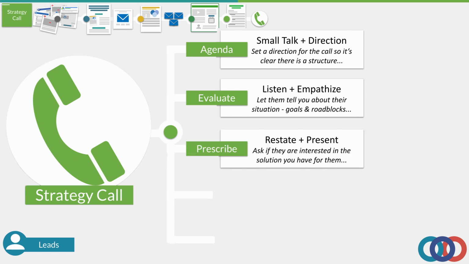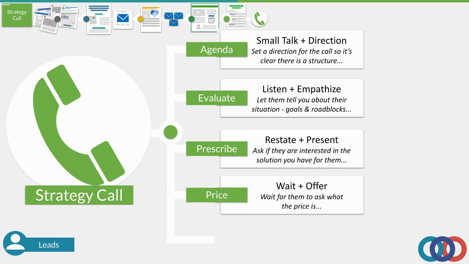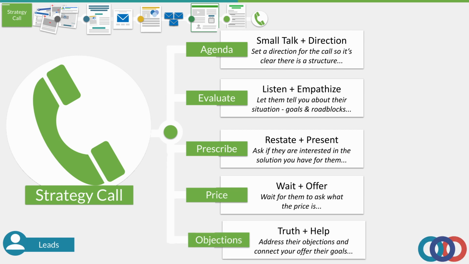Then prescribe a solution to their problem by offering your service and asking whether or not they're interested in your offer. As for the price, you shouldn't bring it up until the prospect asks you about it. Then address their objections. Make it clear that you understand their objections, validate their objections, and clearly show and demonstrate how they can be successful in spite of them. It's not about telling them that they're wrong. It's just about letting them know the truth without being pushy at the same time.